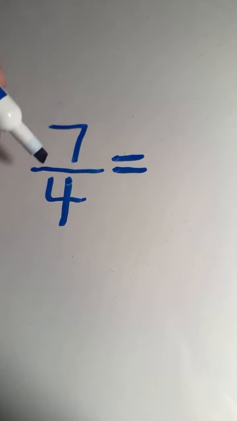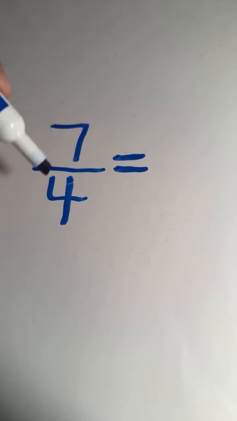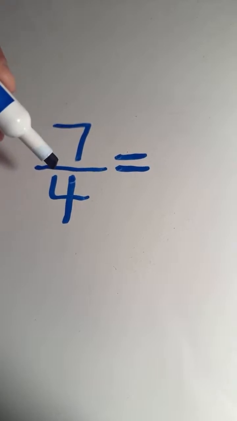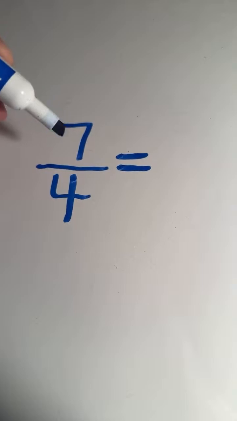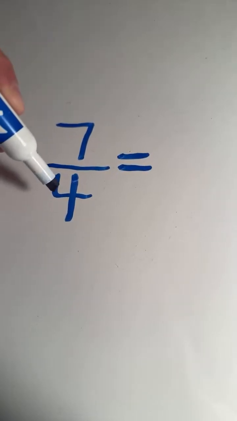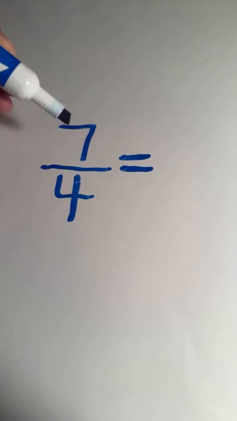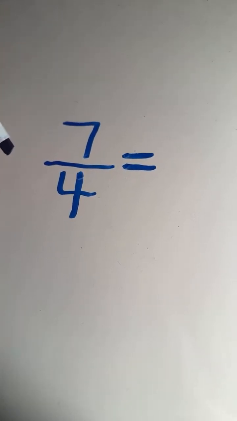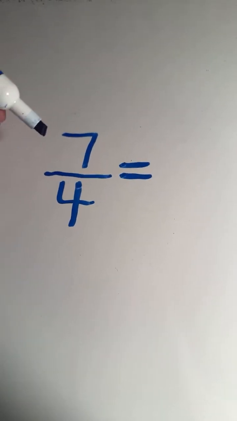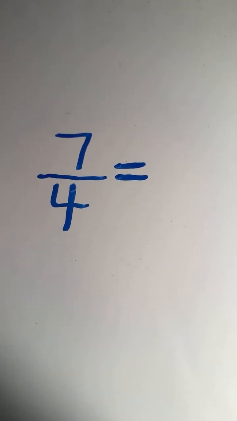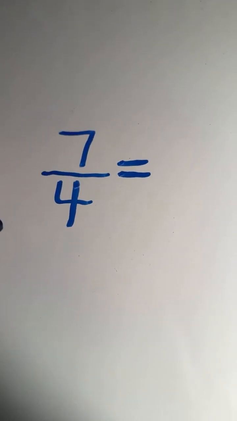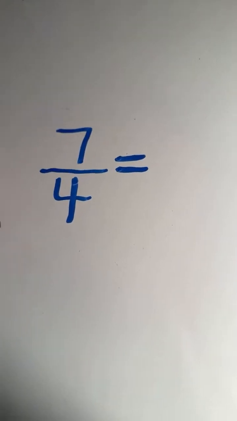So when you see improper fractions, I want you to think about this as division. I want you to think about dividing, figuring out how many groups the bottom number, the denominator, can fit into the top number, the numerator. So that's how we're going to find the whole number. So we are going to count by fours. I'm going to see how many groups of 4 I can fit within 7.